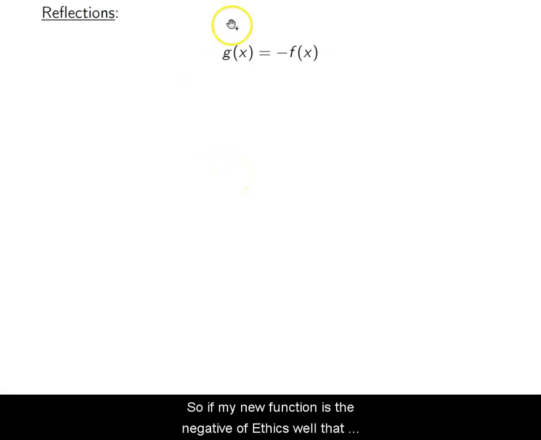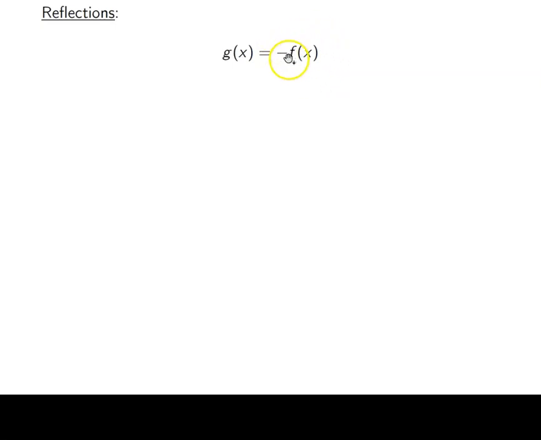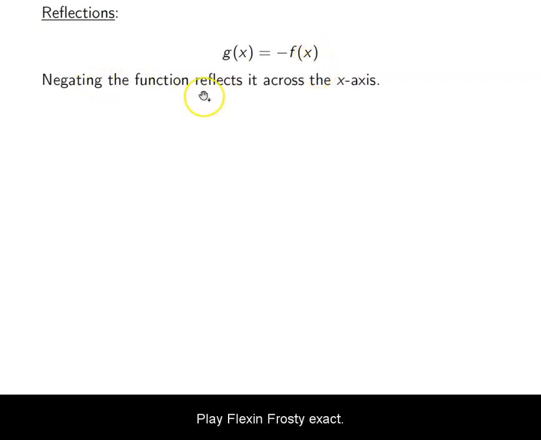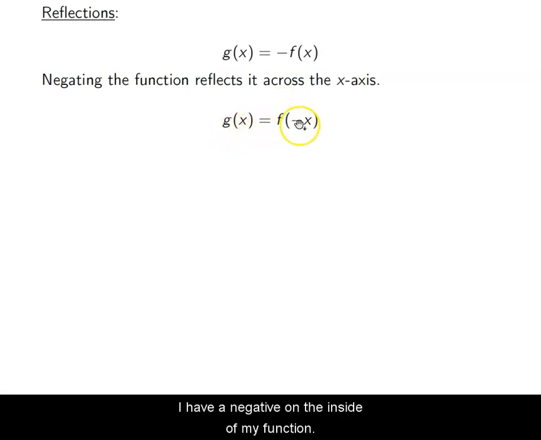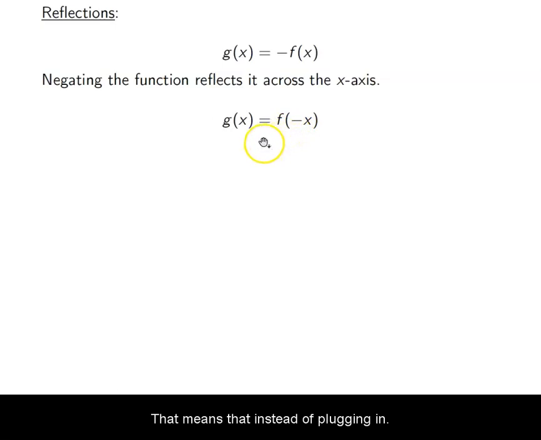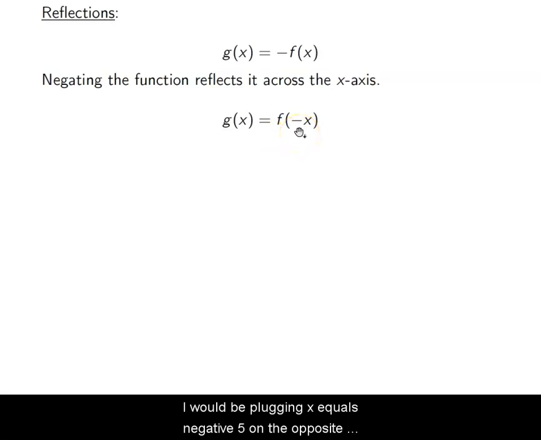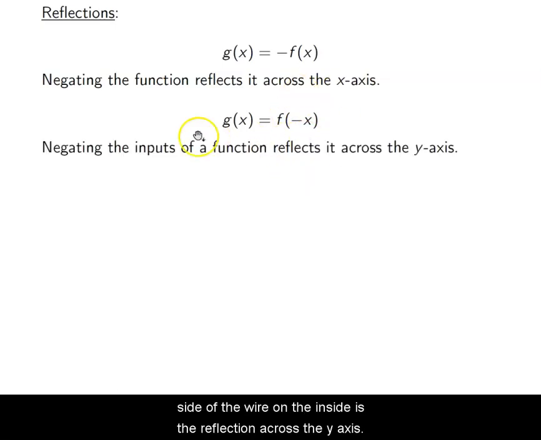Okay, so if my new function is the negative of f of x, that means I'm taking all of my outputs and I'm making them negative. If something was positive, it's now negative, which means that my function is flipped across the x-axis, right? So it flips across the x-axis. If I have a negative on the inside of my function, that means that instead of plugging in x equals 5, I would be plugging in x equals negative 5 on the opposite side of the y-axis. So a negative on the inside is a reflection across the y-axis.